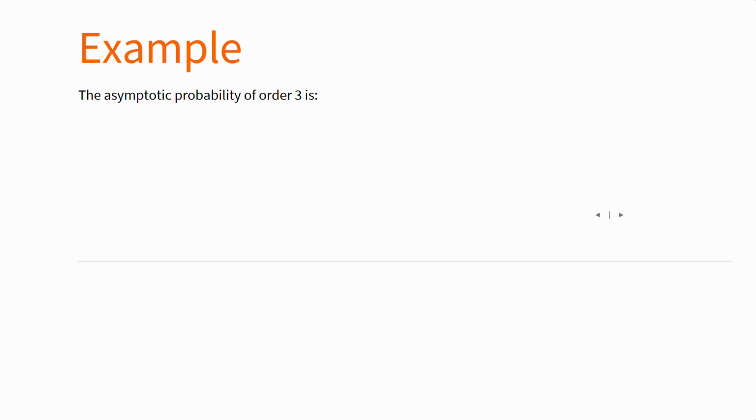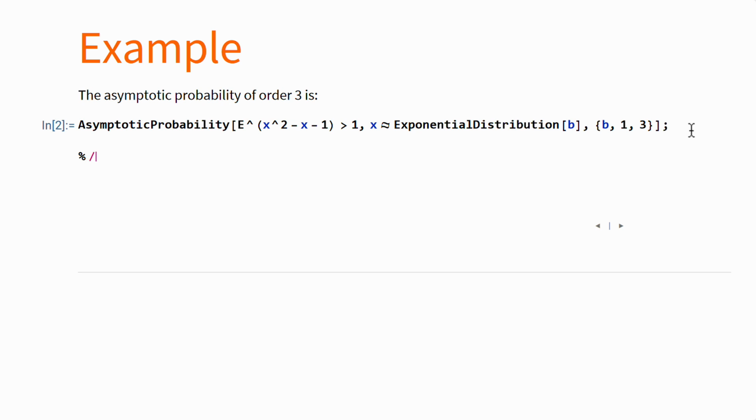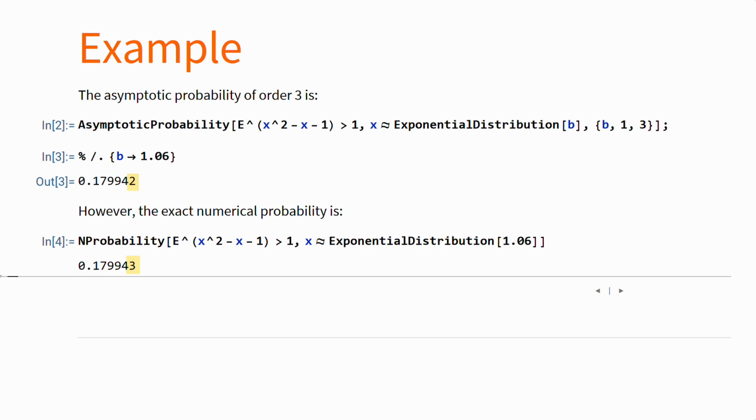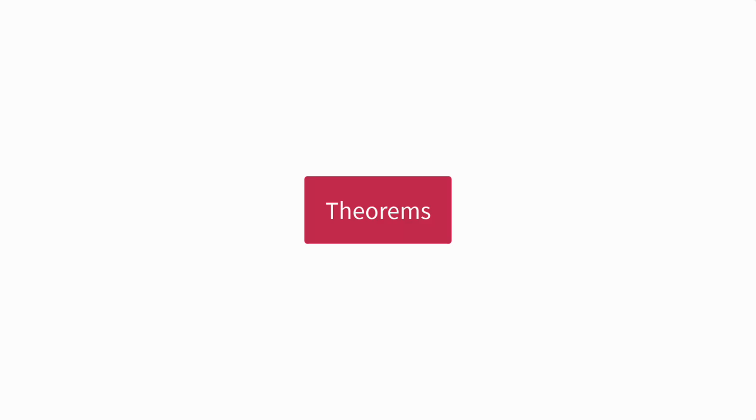As another example, use the asymptotic probability for e to the power x squared minus x minus 1, where x is exponentially distributed around 1 with 3 degrees. If you calculate this close to 1, let's say 1.06, you'll get an approximation of the corresponding exact numerical probability, with some slight error. These are preliminary notions necessary to understand the important theorems of this course.